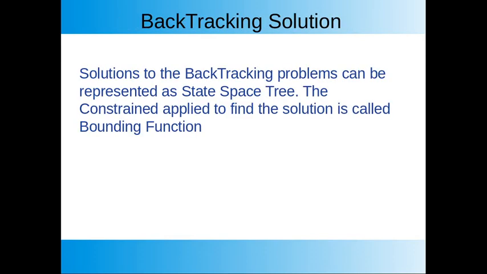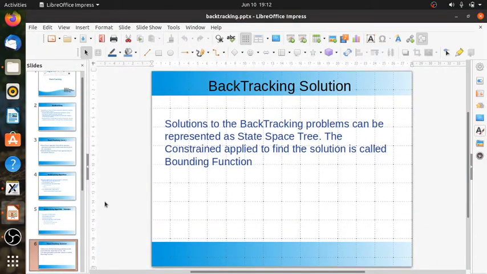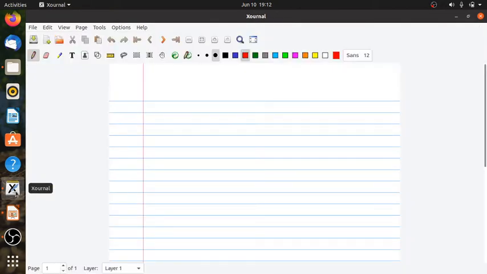The solution of a backtracking problem can be represented by a state space tree. The constraint applied to find the solution is called the bounding function. What these terms are and how the solution works, we can show by one example. So this is an example of how backtracking works. I am taking the journal to show how it works. I am drawing it myself, and here is the example.